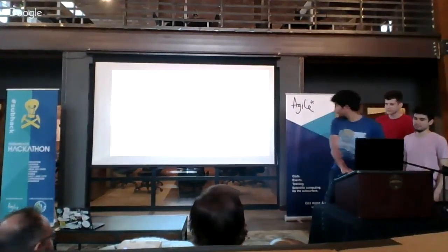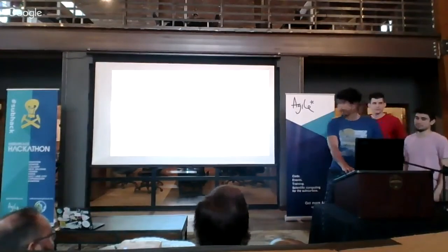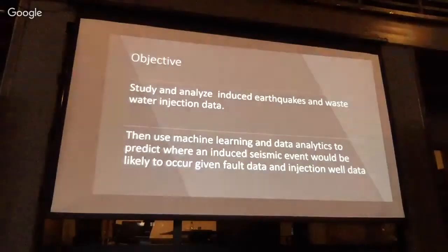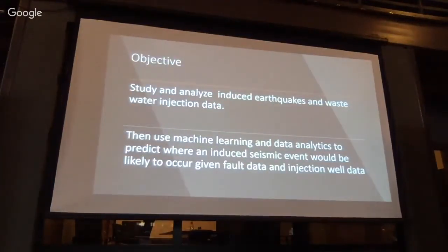Good evening, everyone. The project is Seismizor, and we are all college undergrad students here for this hackathon. We really don't have a geoscience domain background. But our objective was to study and analyze wastewater injection data, and then use machine learning and data analytics to predict where an induced seismic event would be likely to occur from the given fault data and the injection well data.